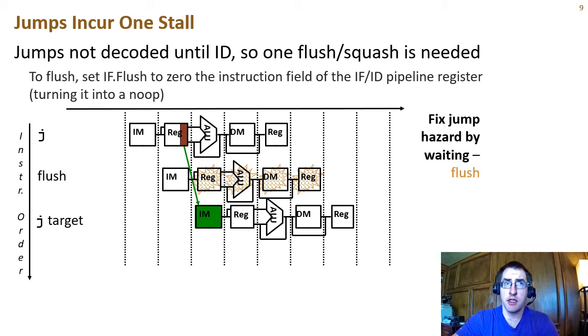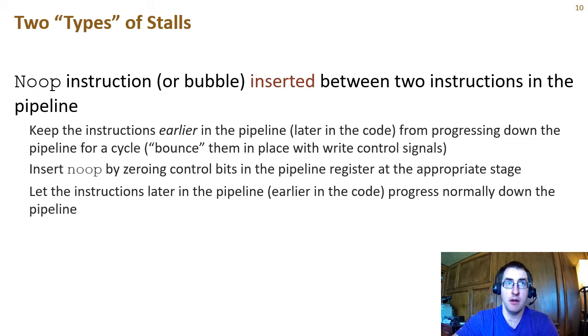We'll flush instructions by adding this IF.flush signal in order to control a multiplexer that selects between the fetched instruction and a 0 valued instruction. So let's take a look at a picture of that on the next slide.